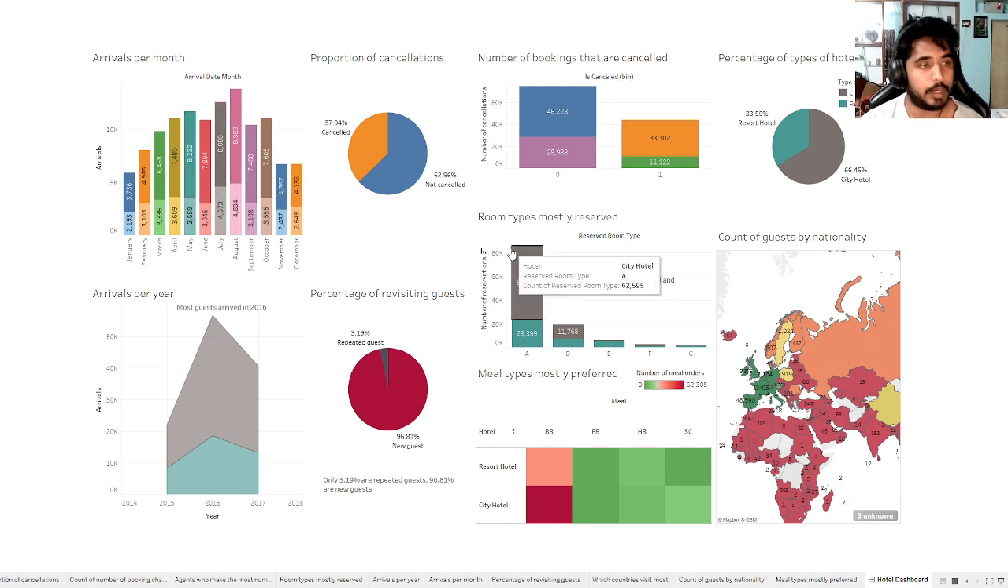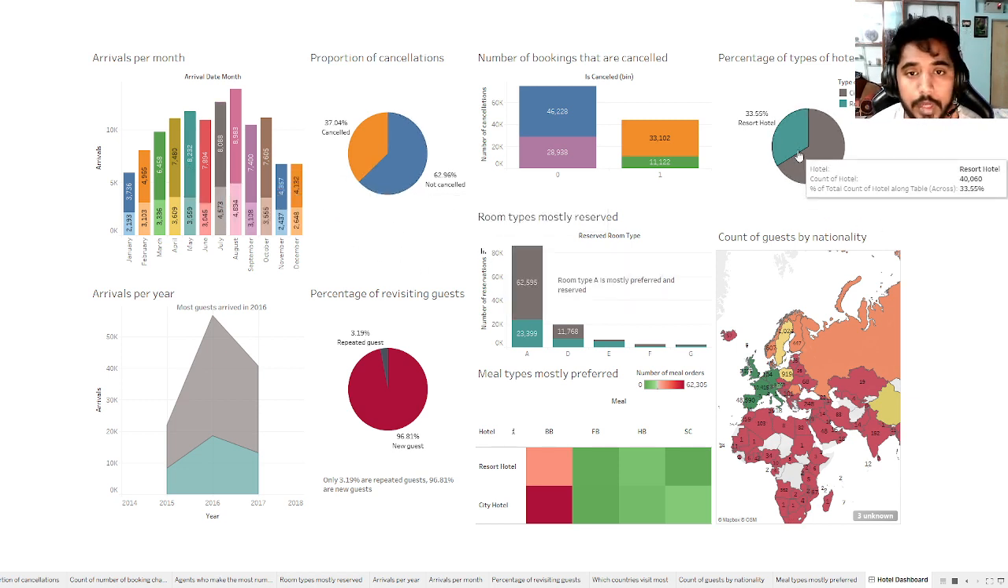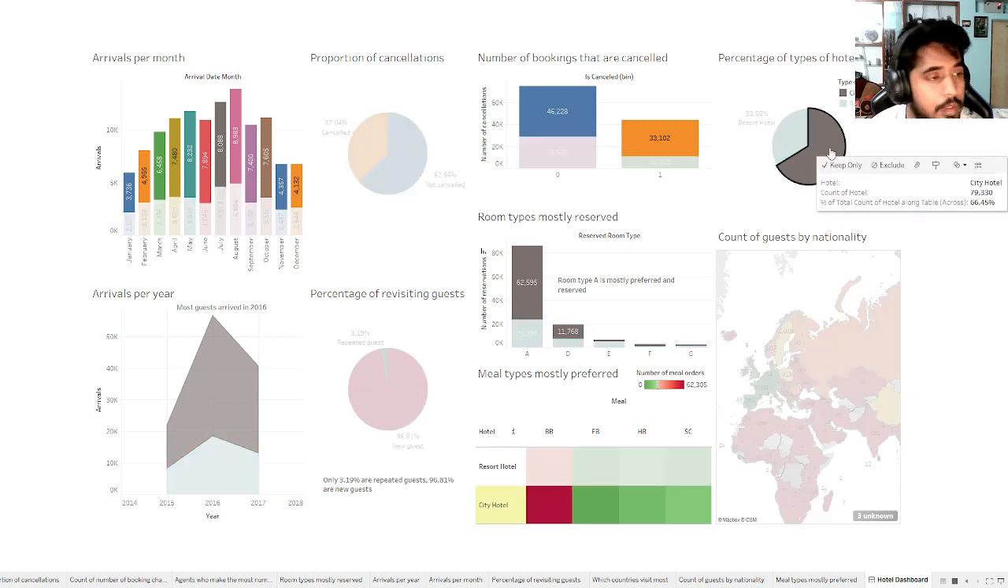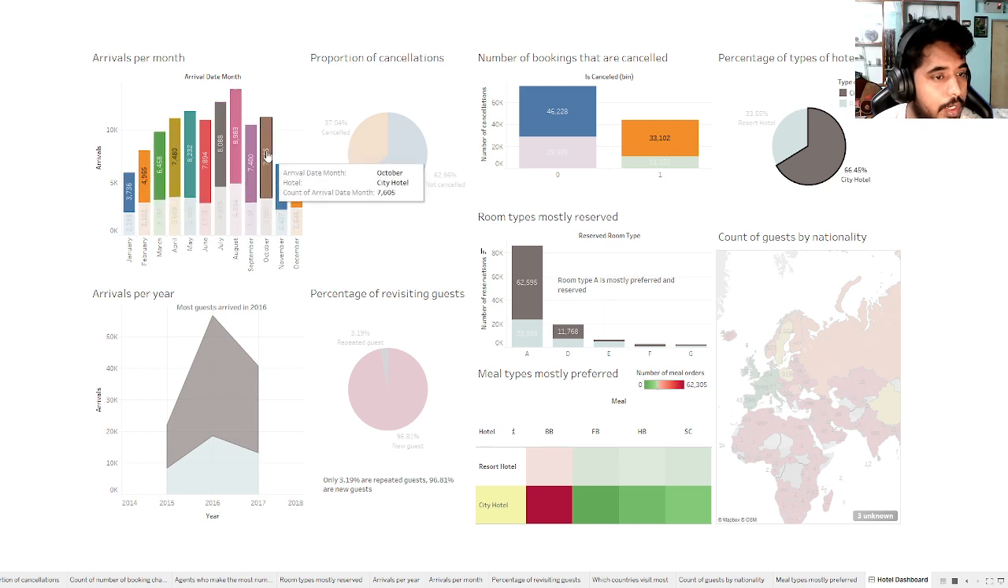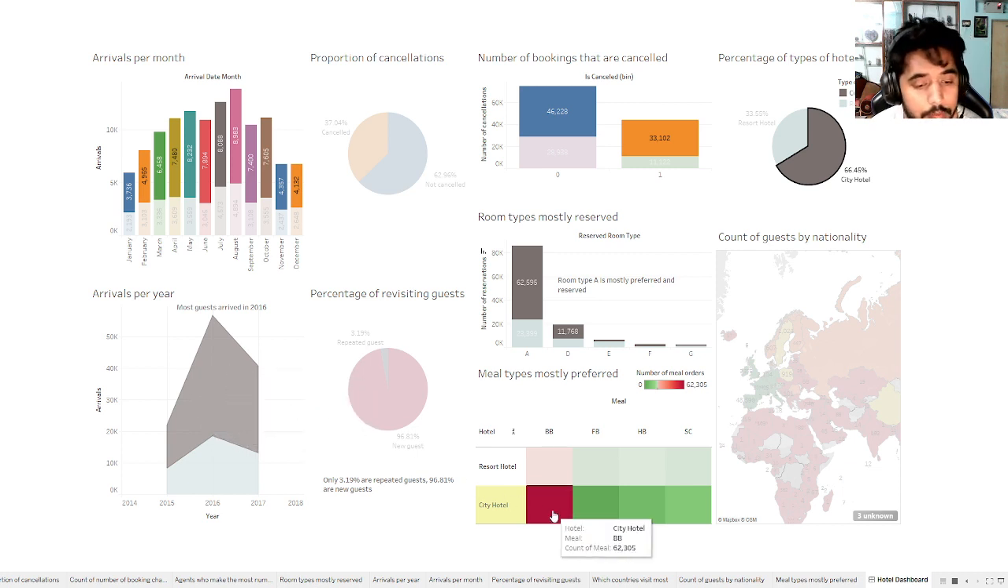So we have also added filters on the charts. If we click on the city hotel, the other charts are affected, and they show the data regarding the city hotel. These are the highlighted data regarding the city hotel. In this chart also, this black color is the highlight of the city hotel data, and these are also city hotel data.